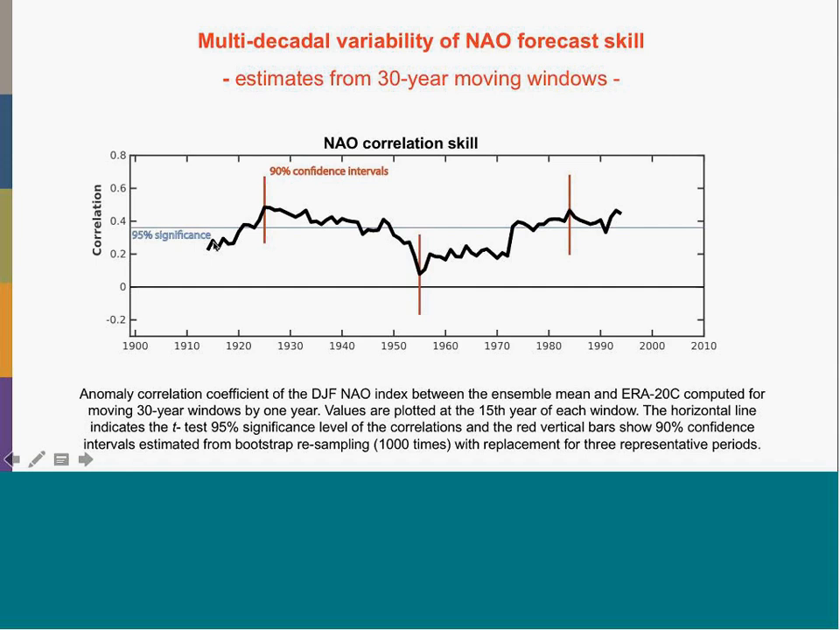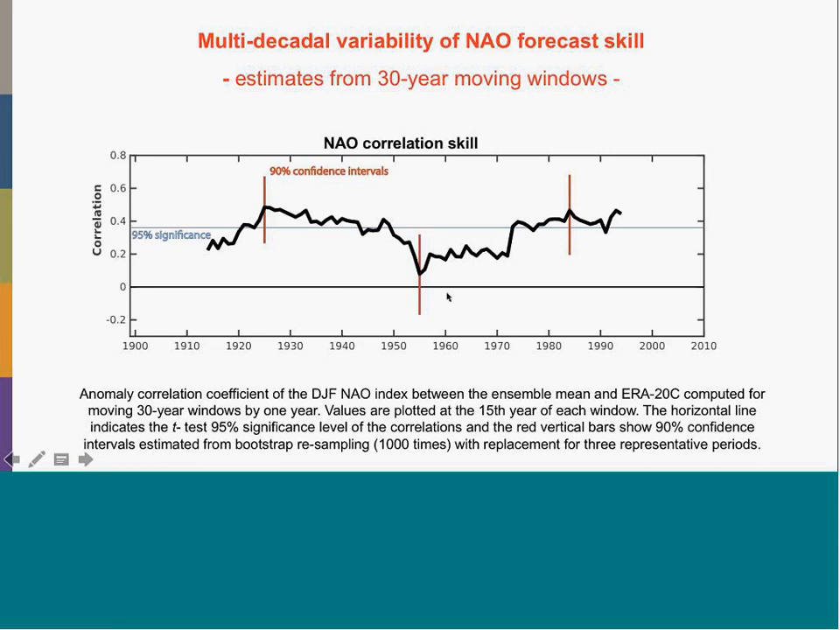I should say the overall skill, if we take all the data together, the 110 years of data, is 0.31, which is highly significant given the length of the data. But we see, if we look at the variation of the skill over time, that there are distinct periods where the skill is higher than in others. Overall, I should mention the zero line is here.